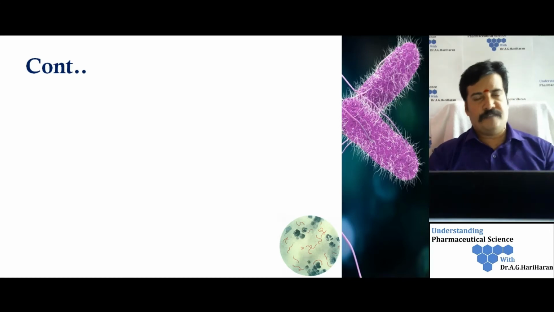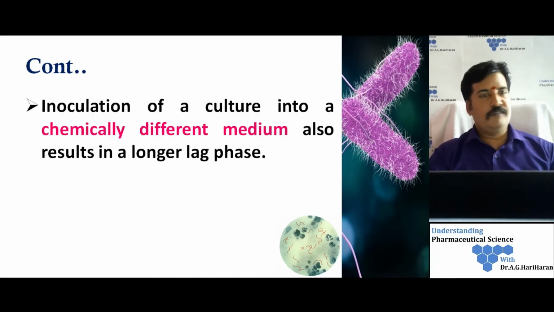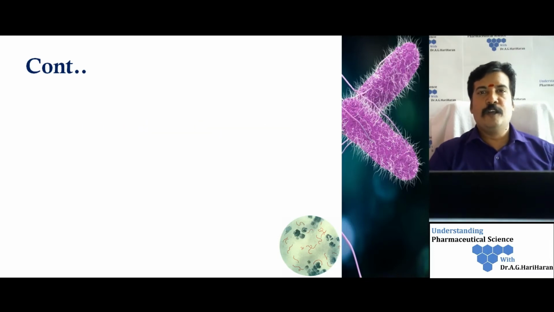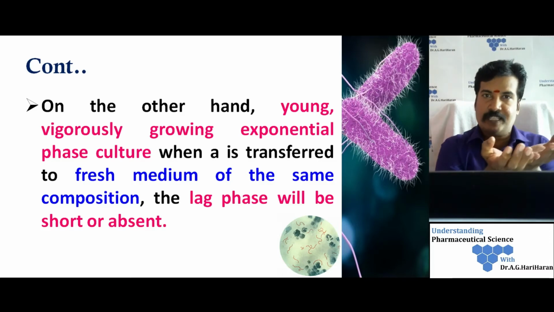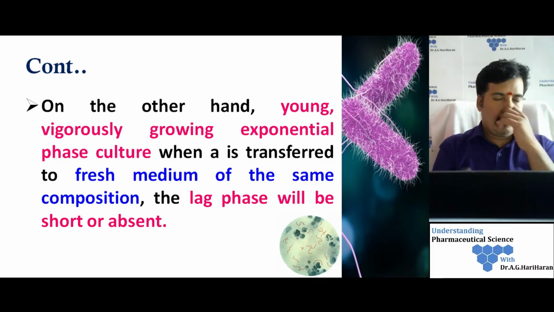If, for example, the culture medium is chemically different, still if you transfer the microorganism, it needs to generate new enzymes to adapt to that new chemical condition. So the lag phase will be long. If you want a short lag phase, or don't want a lag phase, we need a young, vigorously growing culture, that is, cells in the exponential phase, to be transferred to fresh medium which has the same chemical composition. So why is this important?